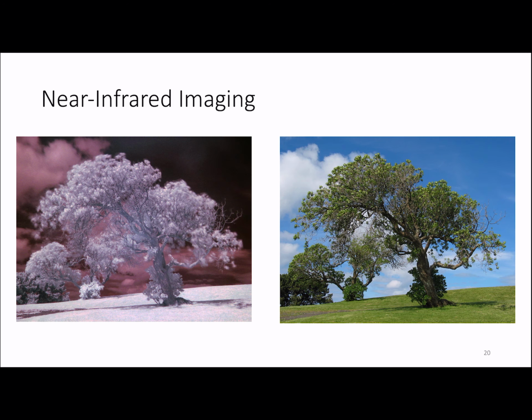Then if we take pictures using near infrared light, we get these really cool looking pictures like the one on the left. Here, these are two pictures of the same tree at the same time. The one on the right is using visible light, and the one on the left is using near infrared light. So you get these dreamy pictures, which I think look really cool. And you can get these false black and white images too. I just think they're cool, and I suggest going online and looking at more pictures just to see what they look like.